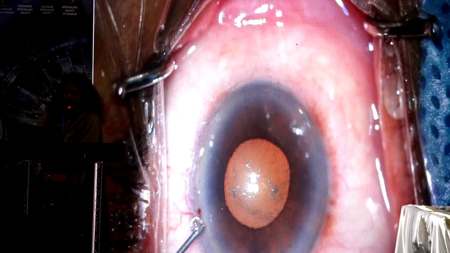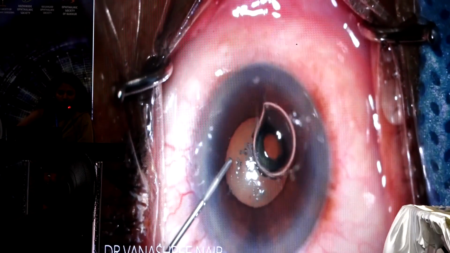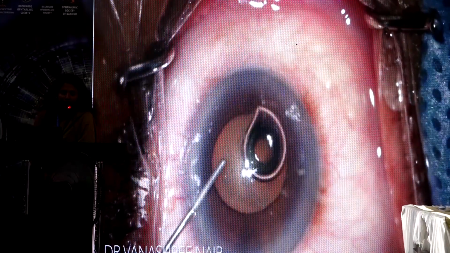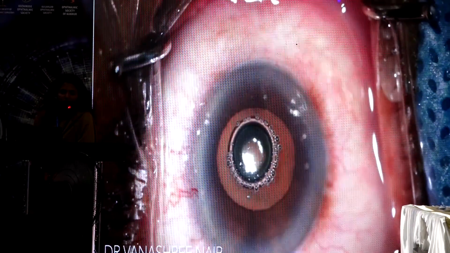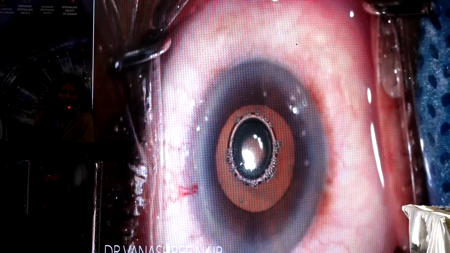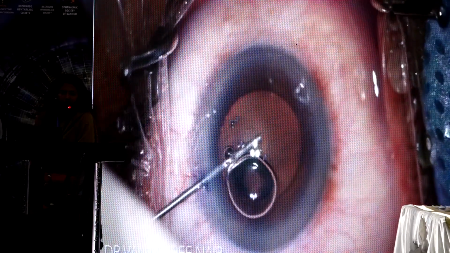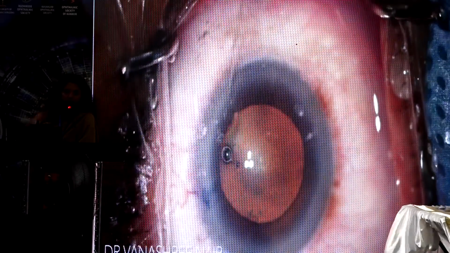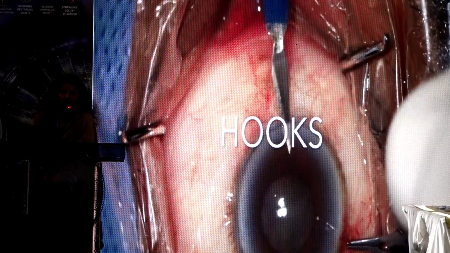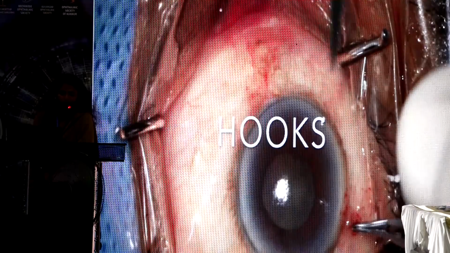Coming to the video, now this, if you see, it's a mid-dilating pupil, and with phenylephrine, it is giving a fairly good dilatation of around 6 millimeters. And now when you go in with dispersive viscoelastic like Viscoat, you get a fairly good dilatation with a good view. Now when that is not happening, you go to hooks.